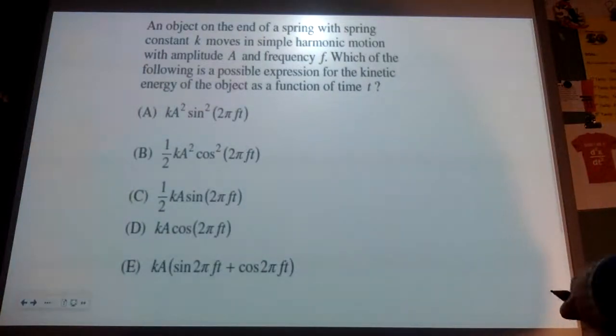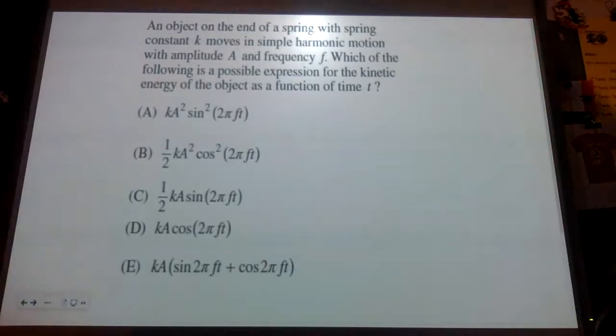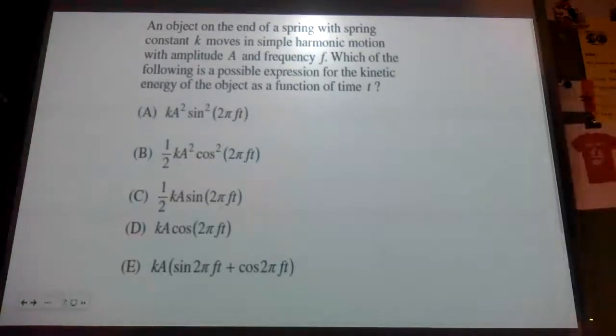An object at the end of a spring with the spring constant k moves in simple harmonic motion with an amplitude A and a frequency f. Which of the following is a possible expression for the kinetic energy of the object as a function of time?